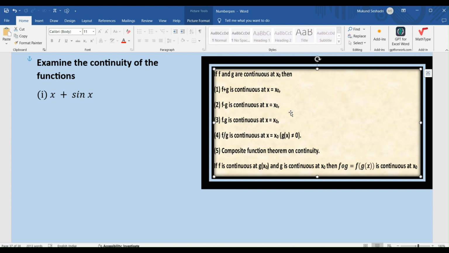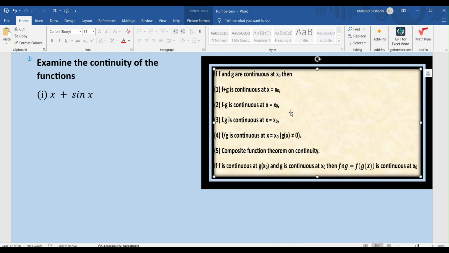So if f is continuous at x equal to x naught and g is continuous at x equal to x naught, then the function f plus g is also continuous at x equal to x naught. And similarly, we have f minus g also continuous at x equal to x naught, right? And then we have f into g also continuous at x equal to x naught, and f by g is continuous at x equal to x naught. And you'll have to remember one important thing here: the function is not continuous at those points where g of x equals 0, right? So g of x should not be equal to 0.